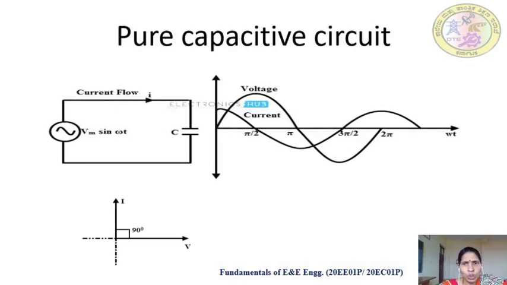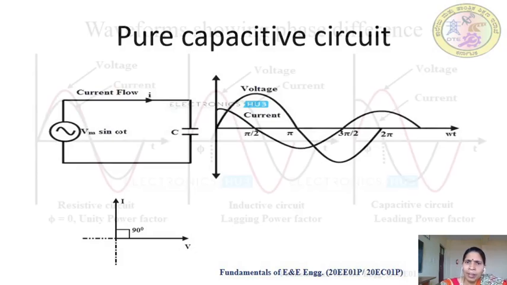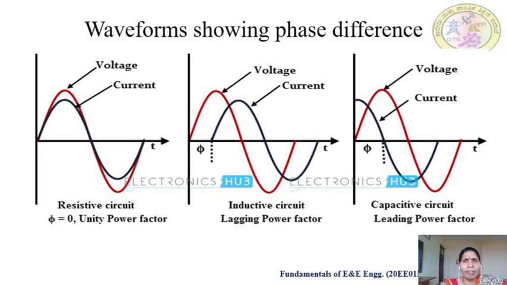Pure capacitive circuit. Here the capacitor is connected across the source. In this, comparing voltage and current, the current leads the voltage by an angle of 90 degrees. So from the figure, the waveform, we can make out the positioning of current and voltage is different. Let's see in one single waveform, showing the phase differences.